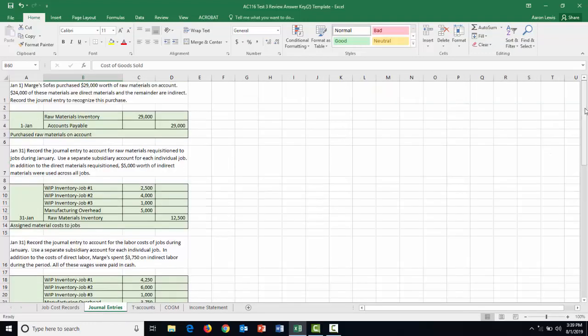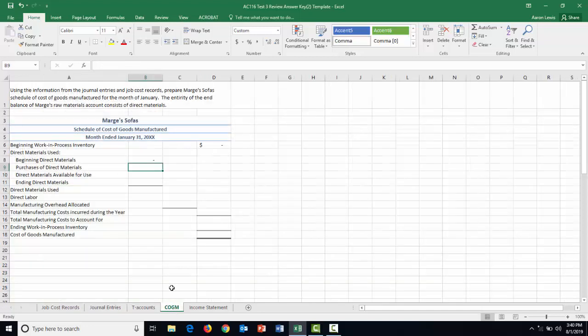And if we scroll up to the very first entry we had, Marge's purchased $29,000 worth of raw materials, but only $24,000 of that was direct materials. So when we go to our cost of goods manufactured, we're going to fill in that $24,000 worth of direct materials, not concerning ourselves with the $5,000 worth of indirect materials we purchased. Our direct materials available for use is equal to what we had in the beginning of 0 plus the amount that we purchased, 24 grand, comes out to be 24,000.